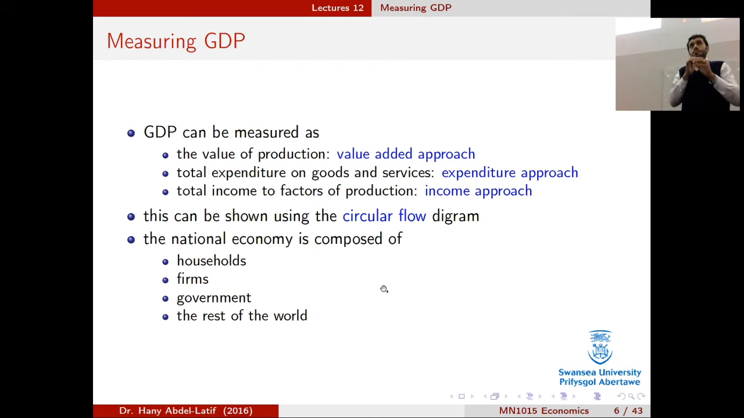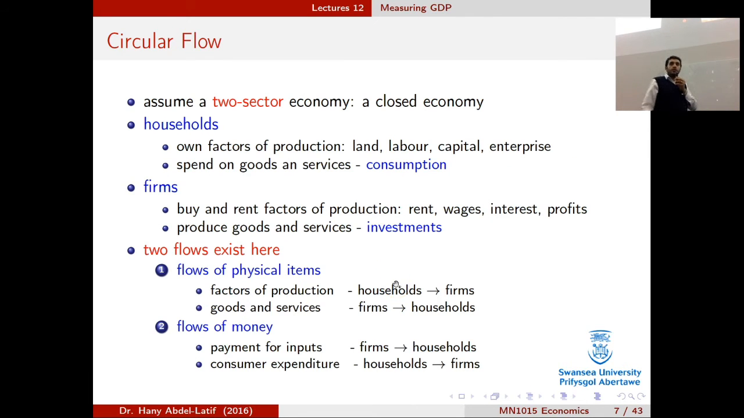We'll start with a two-sector economy. We'll assume first we have only two sectors, households and firms, and then we'll extend this to the case where we have three sectors, and then we'll move to the case where we have four sectors, which is a more realistic case. Again, we're now looking at the aggregate level. We're looking at the whole economy: households, firms, government, and the rest of the world. So let's look at the first case. If we have a two-sector economy, it's not a realistic case, but let's simplify things to make it easy for us to understand, and then we extend this to the case when we have four sectors.